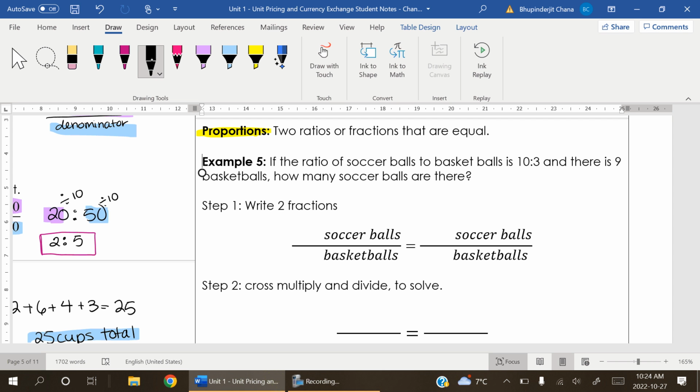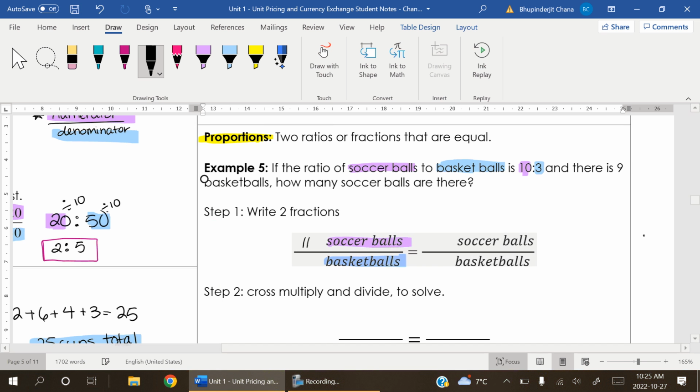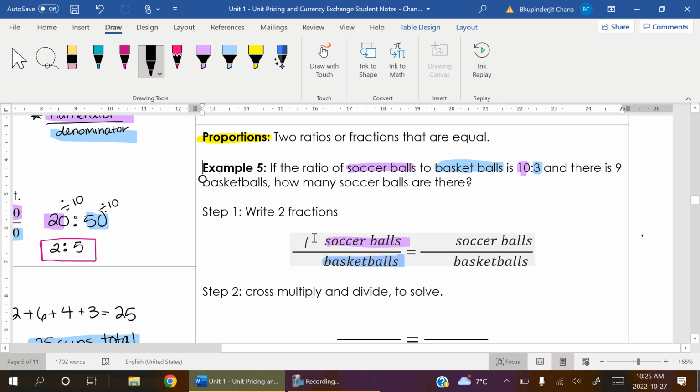Okay, so we said that if soccer balls to basketballs is represented by 10 to 3, the first number is going to represent soccer balls. The second number in blue is going to represent basketballs. So I'm making a fraction here. 10 is going to go with the soccer balls, and 3 is going to go with the basketballs.